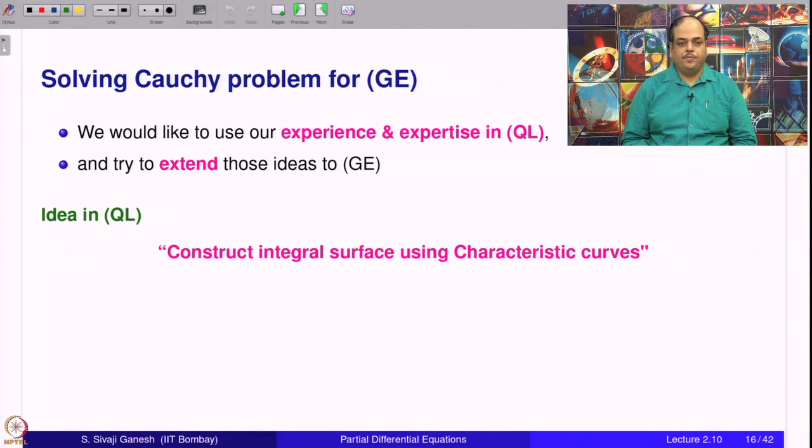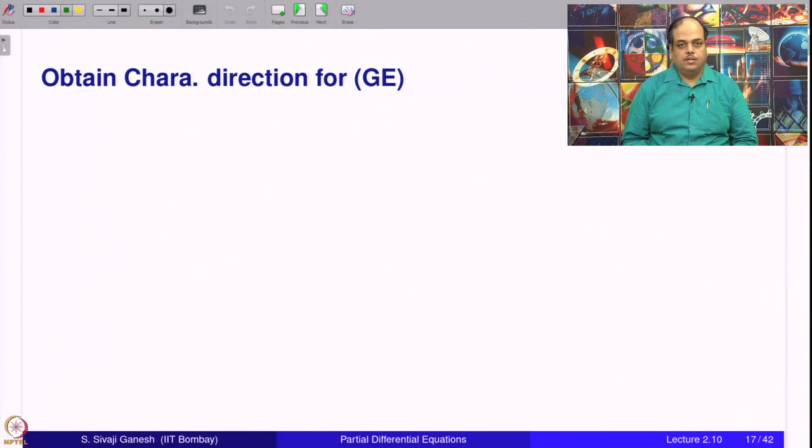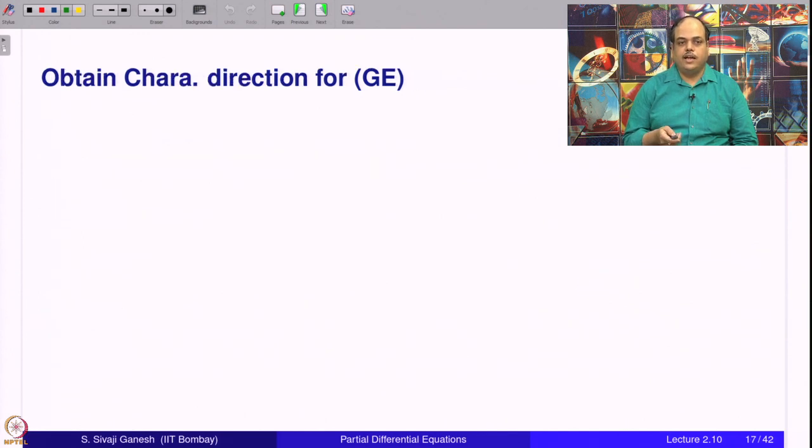This was the idea. Of course, there were difficulties in implementing this idea, but we could successfully overcome all these difficulties and actually implement this idea. So, therefore, we would like to have something similar for GE. So, here we had characteristic curves which are defined by characteristic direction. Now, we ask the question, what is a characteristic direction for GE? How do we get it?